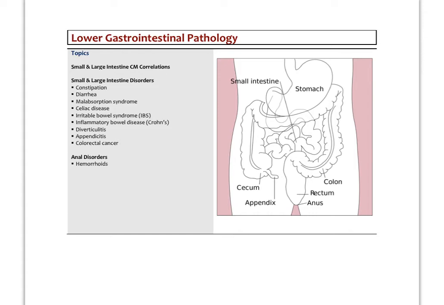In this series of videos, we're going to focus on lower gastrointestinal pathology. We're going to start with the small and large intestine correlations with Chinese medicine and biomedicine. We're going to look at constipation, diarrhea, malabsorption, celiac disease, and IBS in our first video, and then we'll look at inflammatory bowel diseases, colon cancer, etc. in subsequent videos.